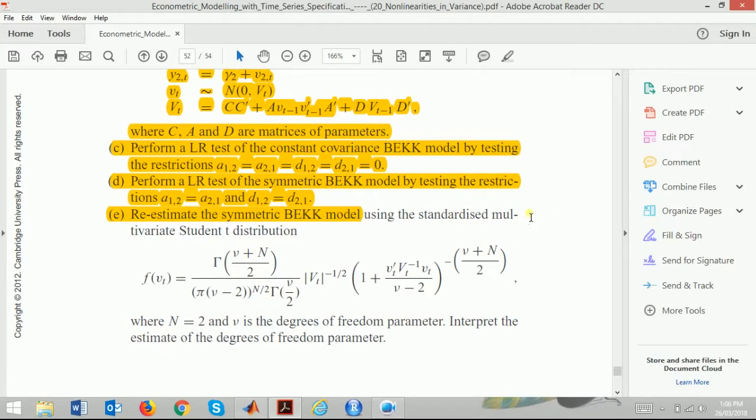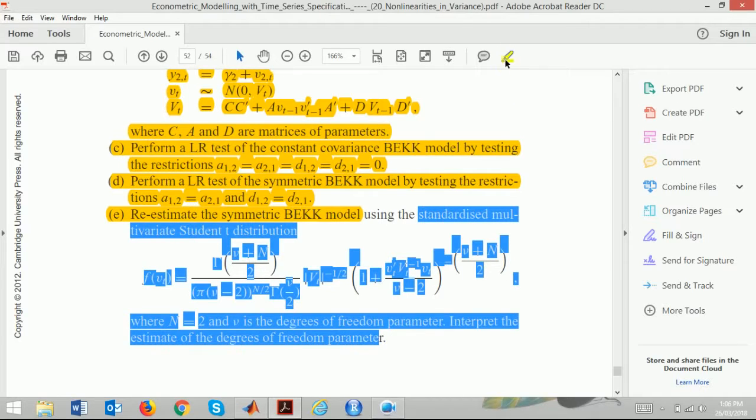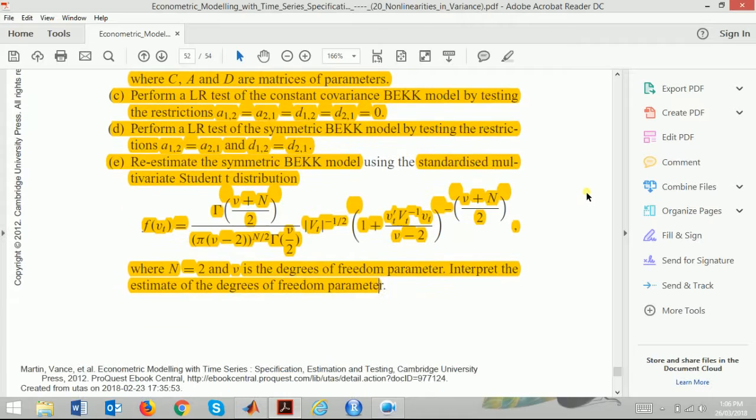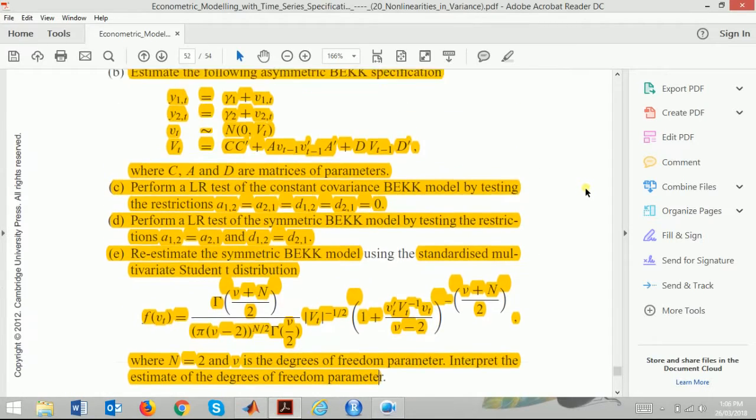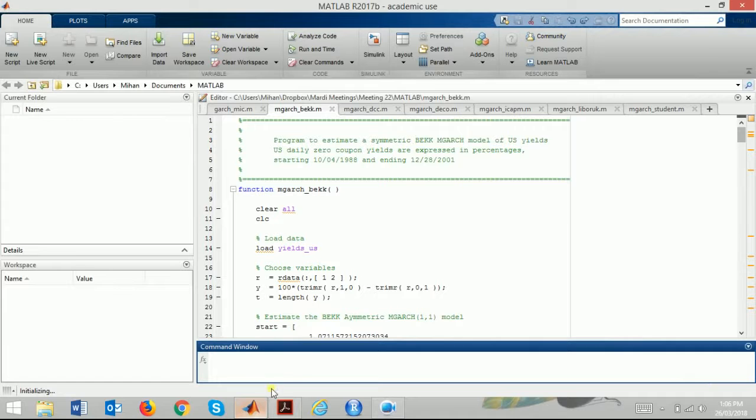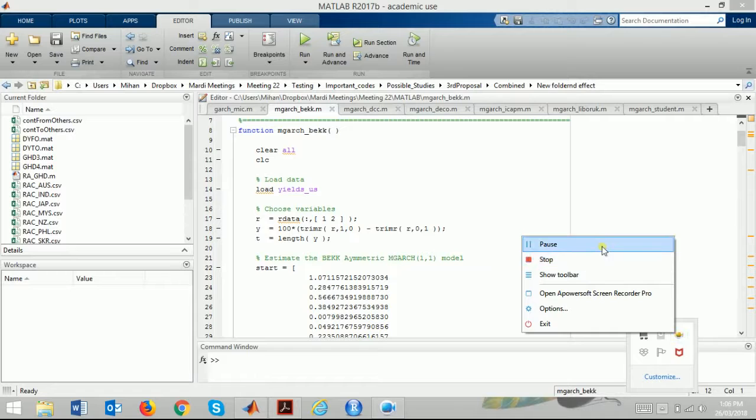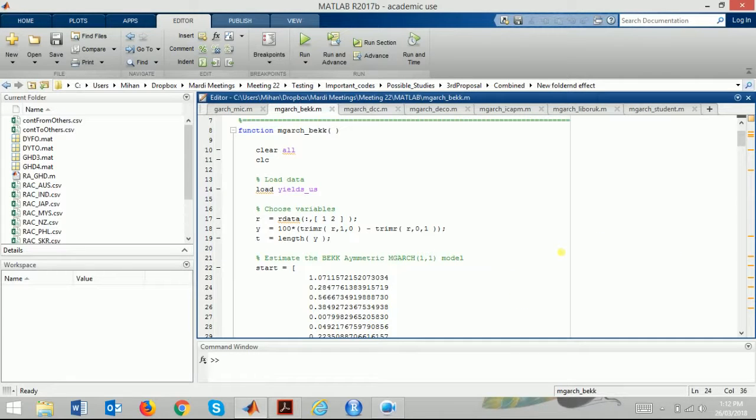We want to do the BEKK model again, but now we want to use a standardized t distribution for leptokurtosis. We want to check for leptokurtosis. Okay, so this beautiful program would be the BEKK model. Let's see how the BEKK model works. All right.